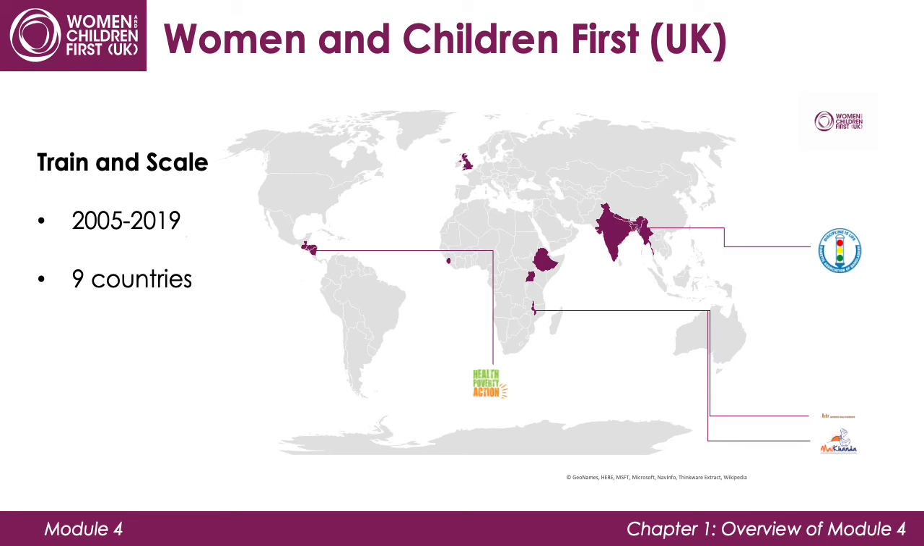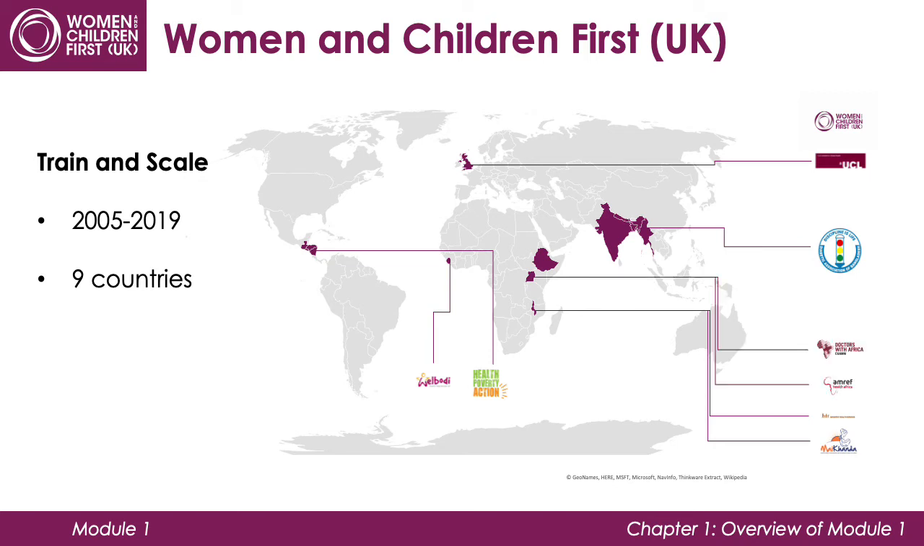This included working with Health Poverty Action to scale the approach into Latin America, specifically El Salvador, Guatemala, Honduras and Nicaragua. Women and Children First worked with the Well Body Partnership in Sierra Leone to scale up the approach in Freetown, and also with UCL in the UK to scale up the approach into a borough of London. Women and Children First also collaborated with AMREF Health Africa and Doctors with Africa QAM to scale the approach into multiple districts in Uganda, and also with Doctors with Africa QAM and the Family Guidance Association of Ethiopia to scale the approach into regions in Ethiopia.